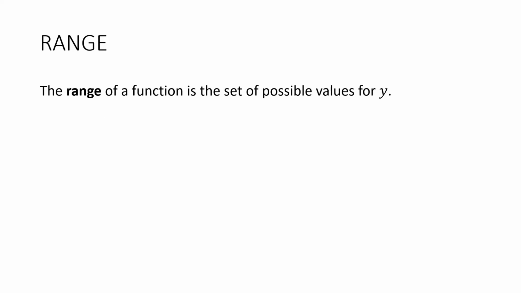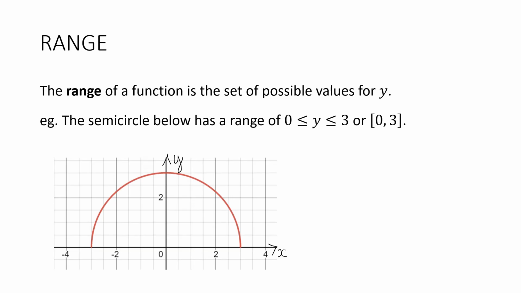The range of a function is the set of possible values for y. Same graph. This time we're looking for the possible y values, and it's all of these. For all of these y values, there's a corresponding x value. In fact, there's 2. So this has a range from 0 up to 3.